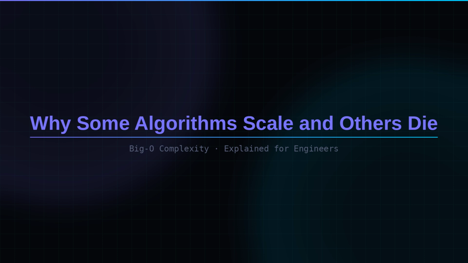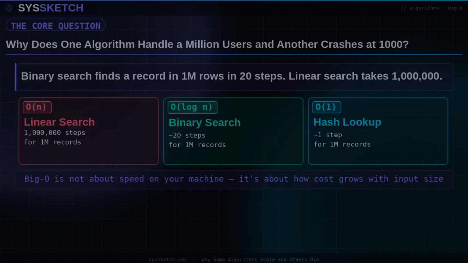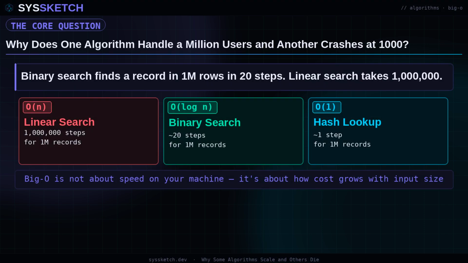Here is the core question. Binary search finds a record in 1 million rows in roughly 20 steps. Linear search, scanning row by row, takes up to 1 million steps. Same data, vastly different algorithms. Big O is the language we use to describe that difference.